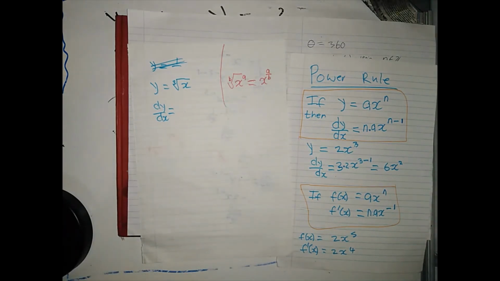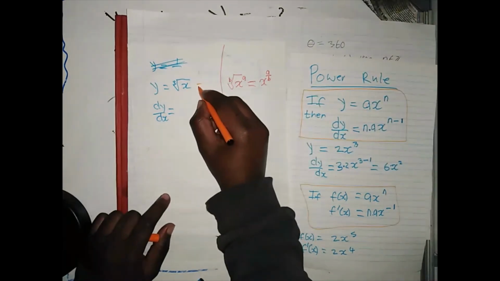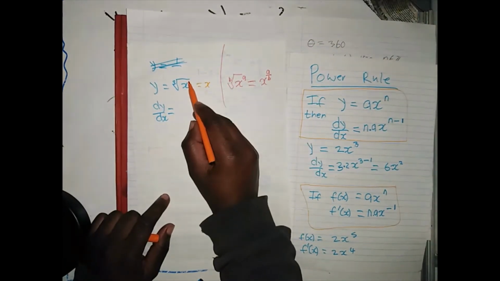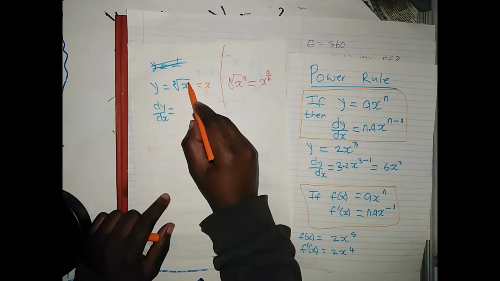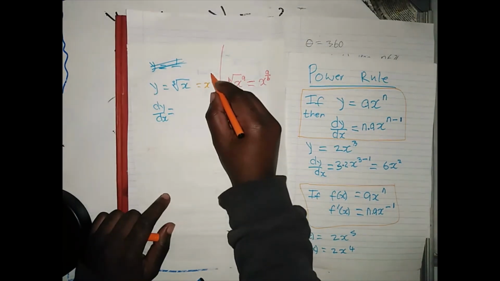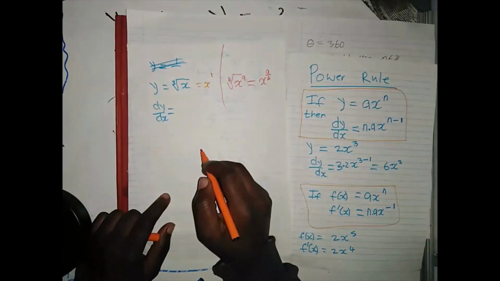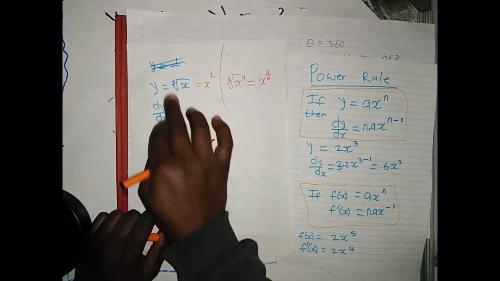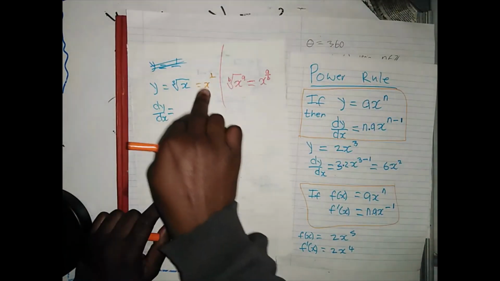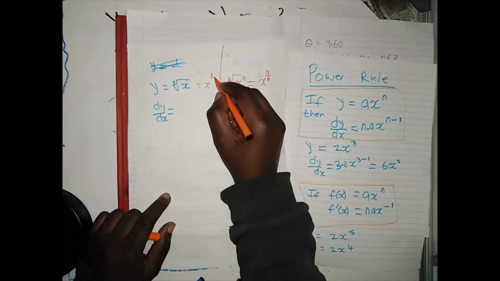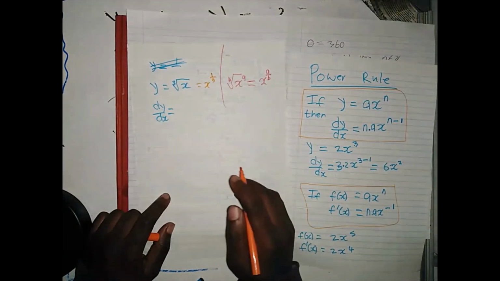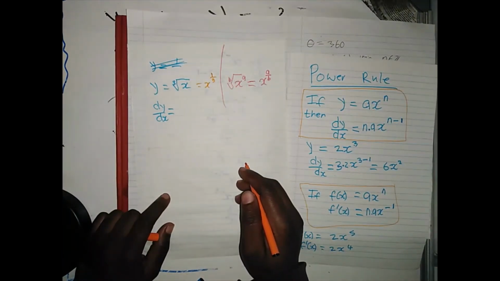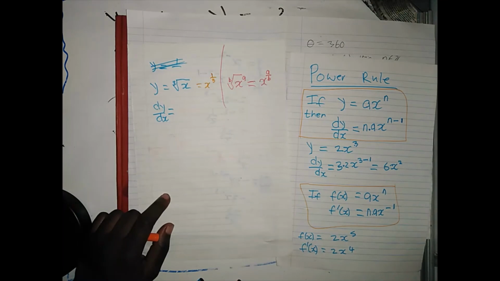So in this particular case, here we'll also have x, but in place of a there is 1. So you take the 1 to the top, and then divide by the number that is here, which is 3. So you've got x to the power 1 over 3. Now you have it in terms of a power.